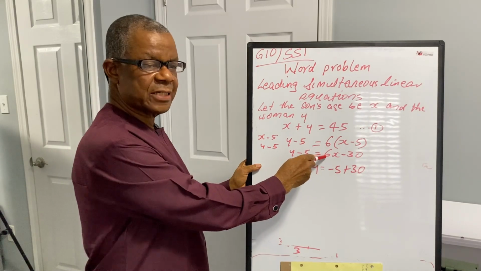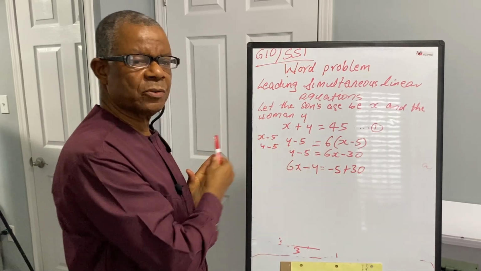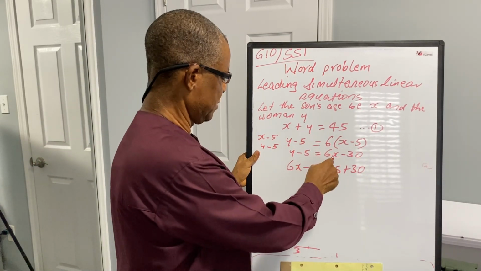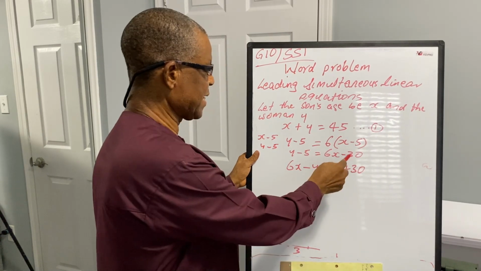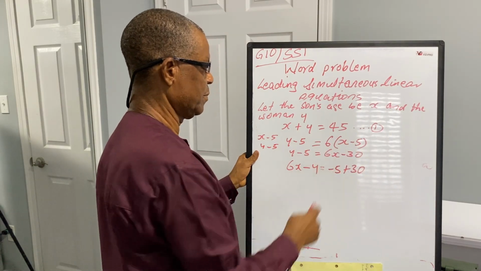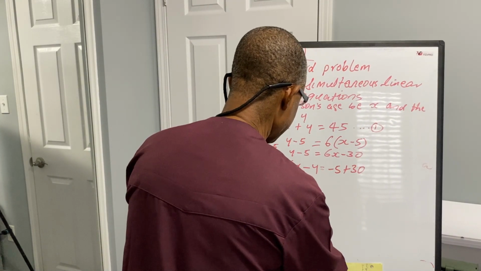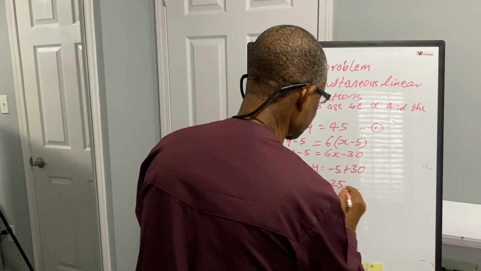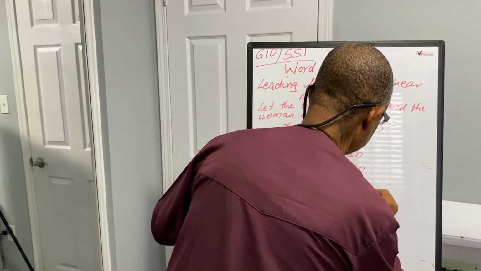Now this is the 6X. We are collecting like terms. Remember, in a linear equation, all the variables will be on one side and the constants on the other side. This Y crossed, and as it crossed, it was positive here, it has to be negative. And this 30 will cross. Remember, it was negative, crossing it to become positive. So we have for equation 2, 6X minus Y equals 25. How do we get the 25? 30 minus 5. This is our equation 2.